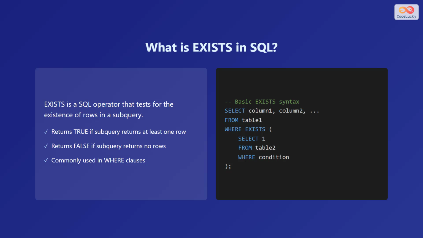Here is the basic exists syntax. Select column 1, column 2, and so on from table 1 where exists. Inside parenthesis, select 1 from table 2 where condition.